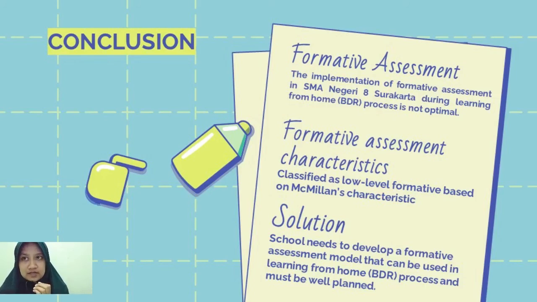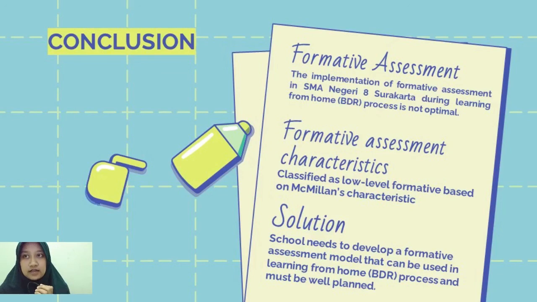This can be seen from the implementation of formative assessment that is not well planned by the mathematics teacher. The teacher only assesses at the end of the learning, which is summative, so the student competence and learning quality are not monitored during learning from home process. Based on the variation of formative assessment characteristic by Macmillan, the formative assessment conducted at SMA Negeri 8 Surakarta during learning from home process is classified as low-level formative because it ignores the characteristic of formative assessment.